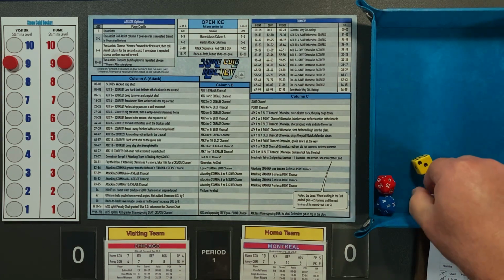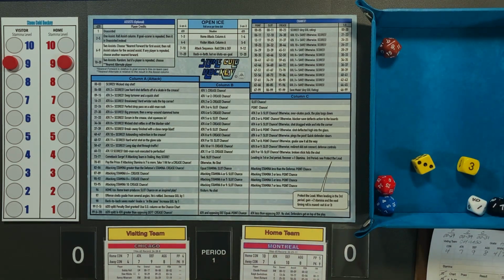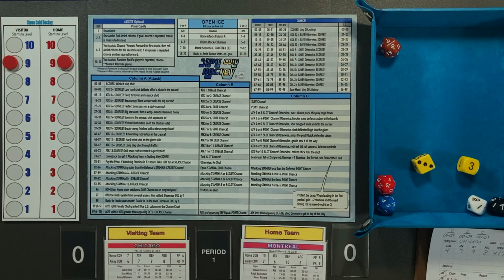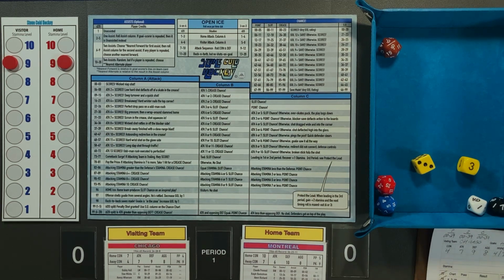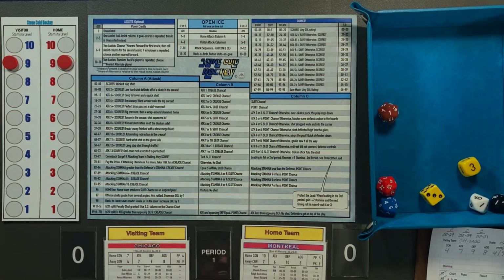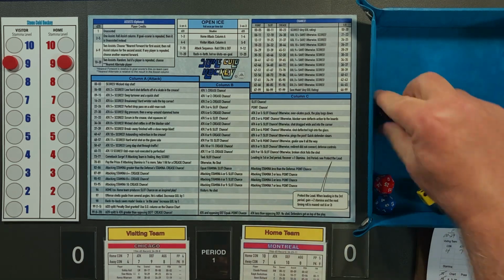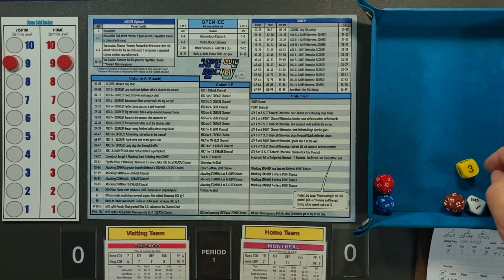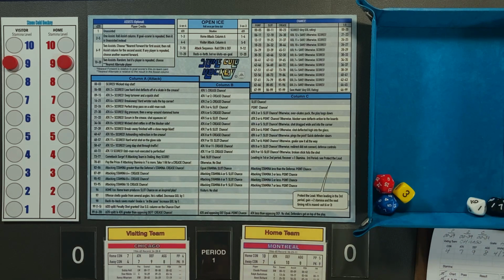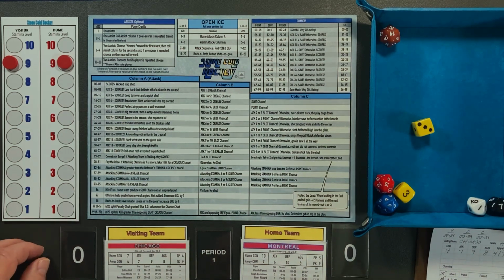And that goal was scored at 14:09. Let's see if we have an assist. Yes, we do. We have... No, it was unassisted. All right, so the score is 1-1. And here we go. 14. 3 comes off the clock. 1, 2, 3. 14 is good for a puck battle.